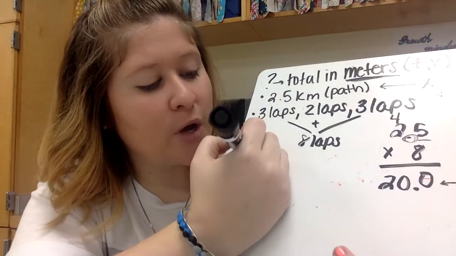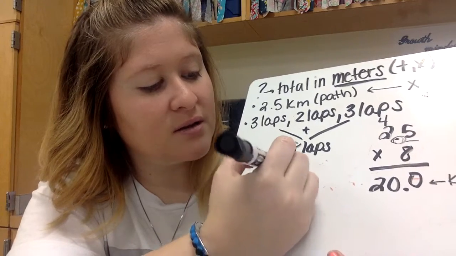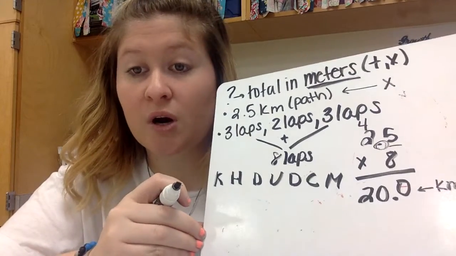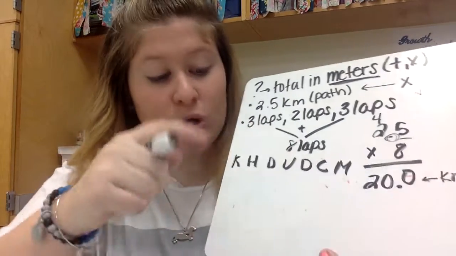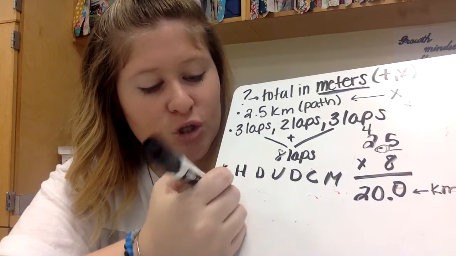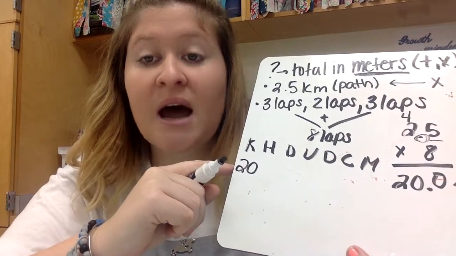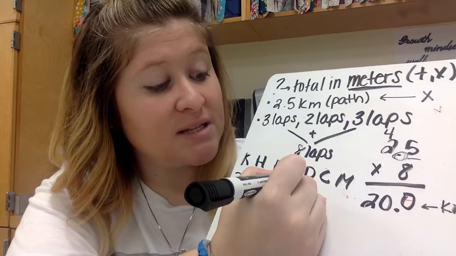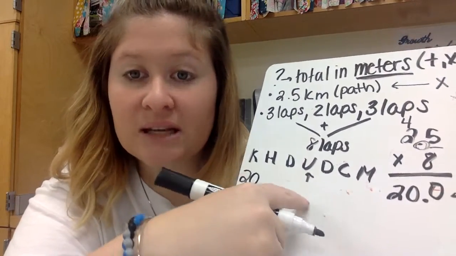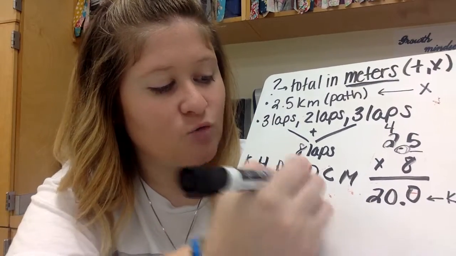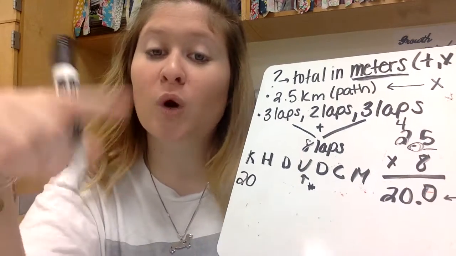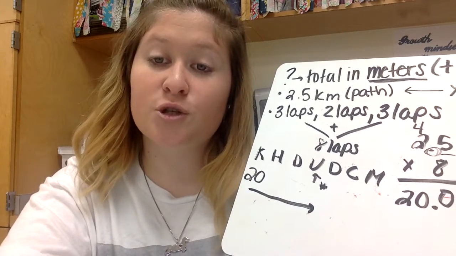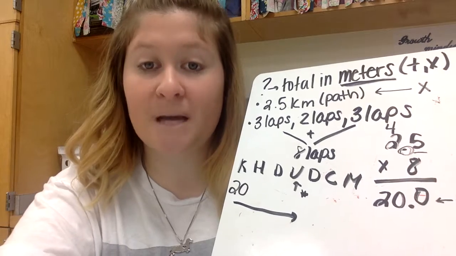Okay, so this is when we go back to King Henry died unusually drinking chocolate milk to help us with our order. Right now I have kilometers, so I'm going to find my K. I'm going to write 20 underneath kilometers. I want to move that all the way to meters. Remember, meters is the unit. Meters, liters, grams. So I'm trying to get right here. Okay, so we're going to move this direction, and my answer should be getting what? Bigger. Okay.